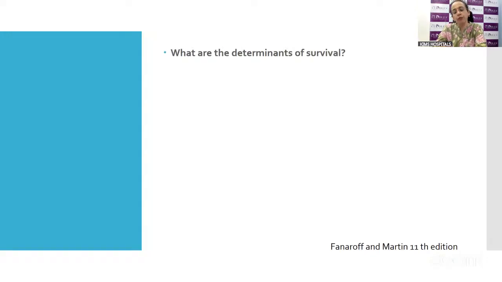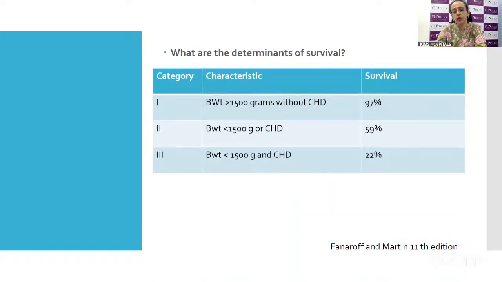So let us see the determinants of survival in the TEF cases. This is determined by the birth weight of the baby and also the presence of associated congenital heart disease. This can be divided into 3 categories. If the birth weight is more than 1500 grams without congenital heart disease, the chances of survival are pretty good, more than 97%. In category 2, with babies weighing less than 1500 grams or having congenital heart disease, any one of the conditions, the chances of survival come down to around 59%. If babies have both associated factors, weight less than 1500 grams and congenital heart disease, then the chances of survival are dismal, around 22%.